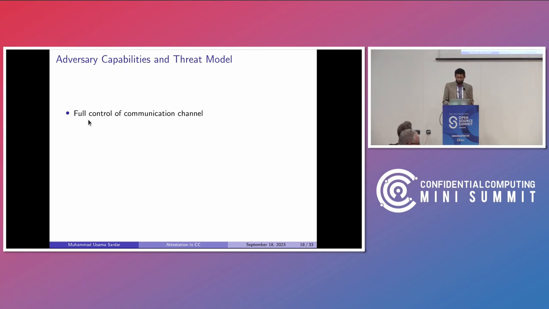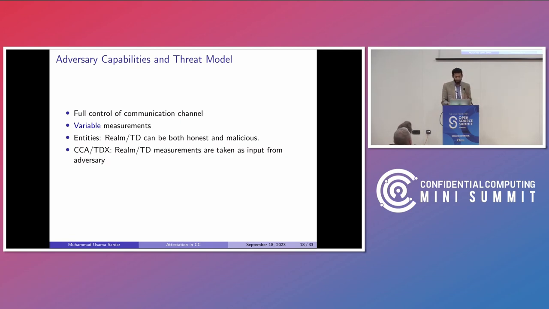Full control of the communication channel, variable measurements, meaning that it's not fixed, as compared to our previous work a couple of years ago that I described, that we had static measurements that the adversary could not actually change. And now we have the variable measurements where one can change these measurements. Entities are assumed to be honest as well as malicious, which means that REN in case of ARM and the TD in case of TDX can have malicious activities inside. And for both, basically we take the measurements as input from the adversary.